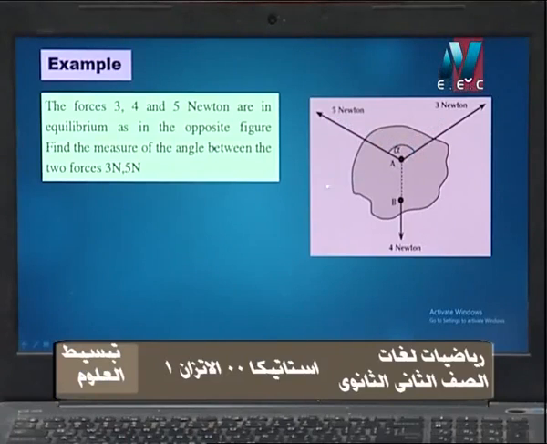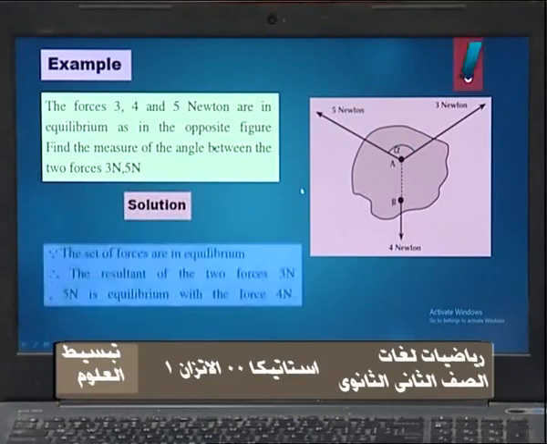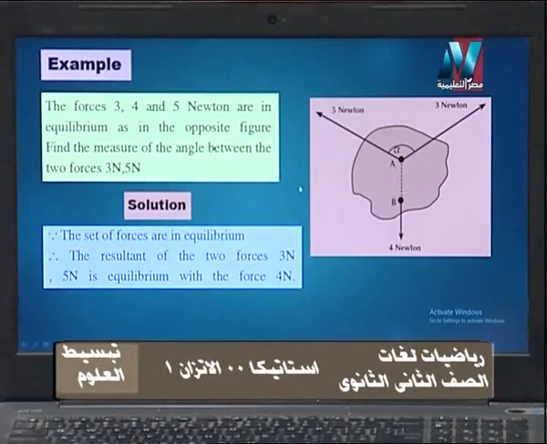So, remember with me the first rule, with which we can find the resultant. The set of forces are in equilibrium, so the resultant of the two forces 3 Newton and 5 Newton is in equilibrium with the force 4 N. So 4 N is considered as the resultant of them, and it acts in the opposite direction along the same line of action.